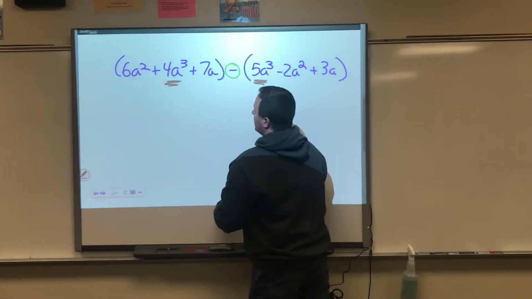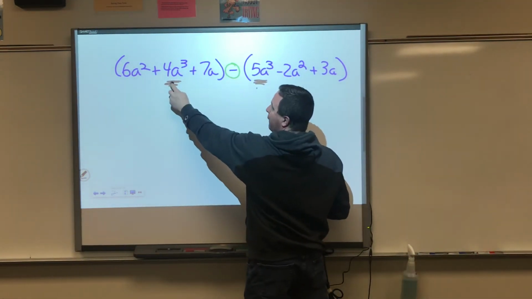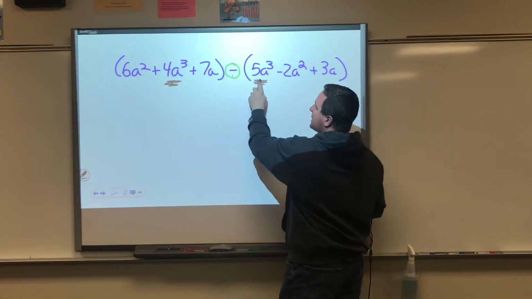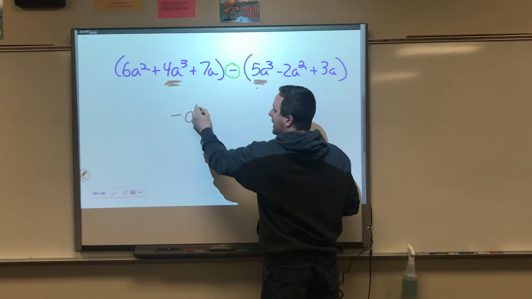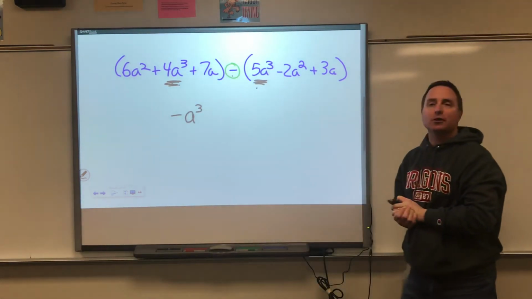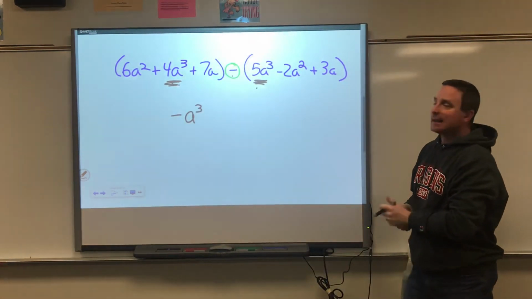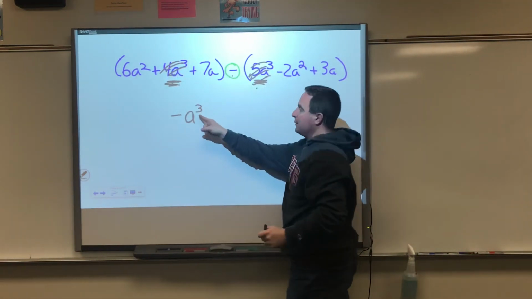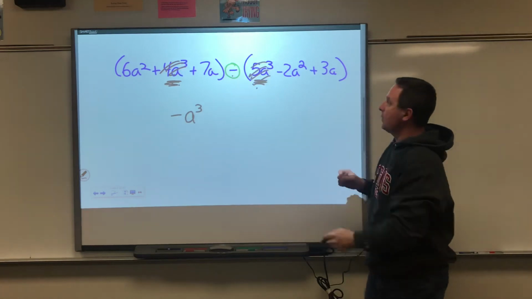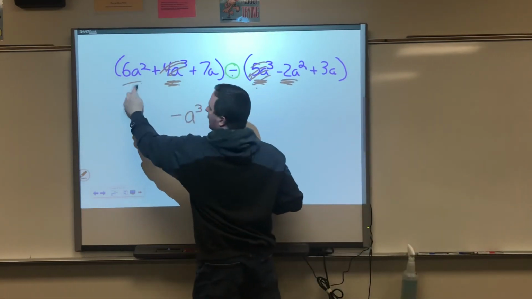So here's what I do. Okay? I know I need to combine these, but I have a 4a cubed minus 5a cubed. 4 minus 5 is negative 1a cubed. And if you wanted to write the 1 there, you sure could. But it's a negative 1a cubed. And I'm going to cross it off, just like I've been doing. So after the third power, I'm going to look for some second powers, and I see a couple. There's one, and there's one.